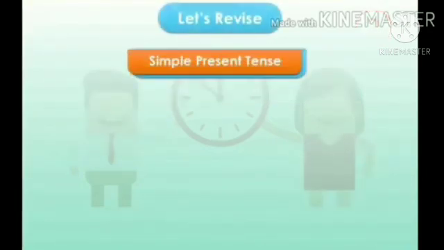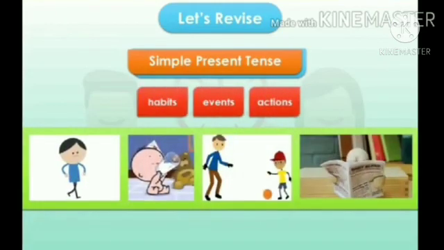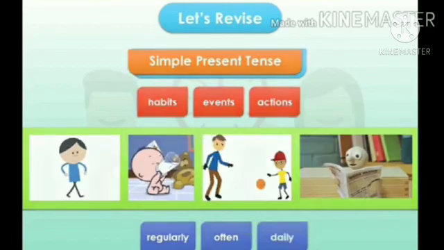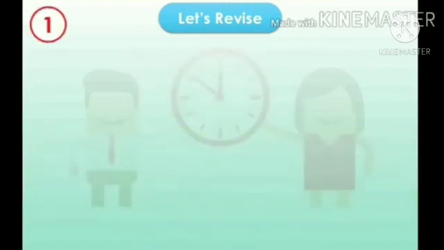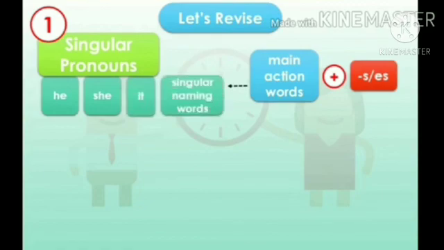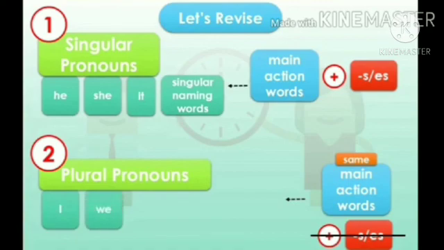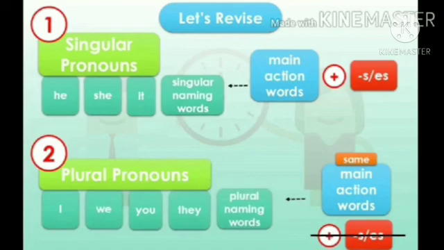Okay, now let's revise. The simple present tense describes habits, events or the actions that happen regularly or daily or are always true. Add s or es to the action words that follow he, she, it and singular naming words. Do not add s or es to the action words that come after I, we, you and they and plural naming words.